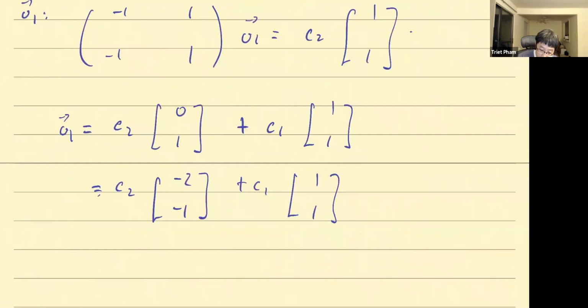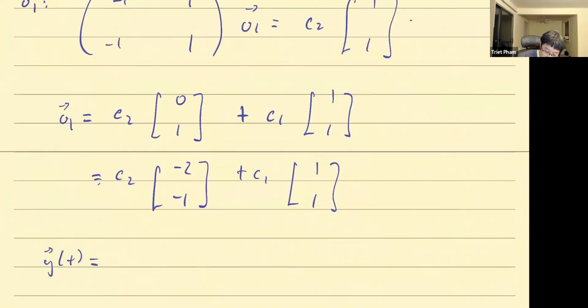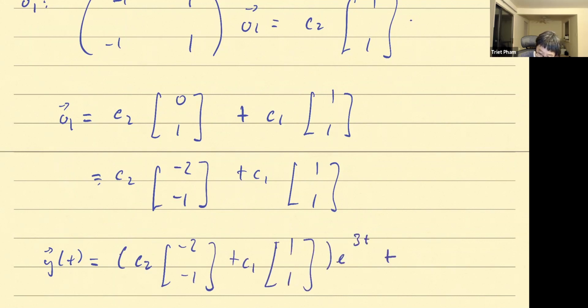And so your final solution would be, pick your favorite. I'll go with Sagar's version. So I'll go with C2 (-2, -1) plus C1 (1, 1) e^(3t) plus C2 (1, 1) t e^(3t). So this fixes my mistake last time for this example. Any question on this? Is it okay?